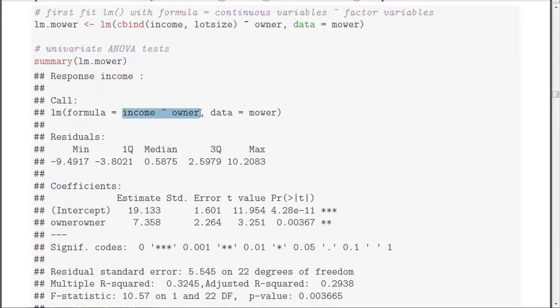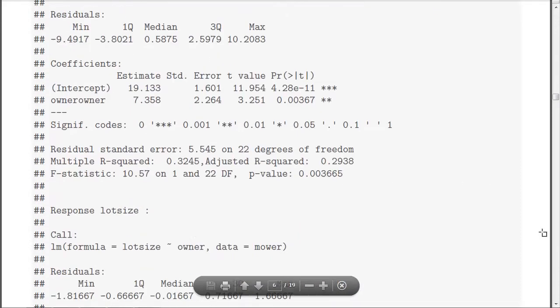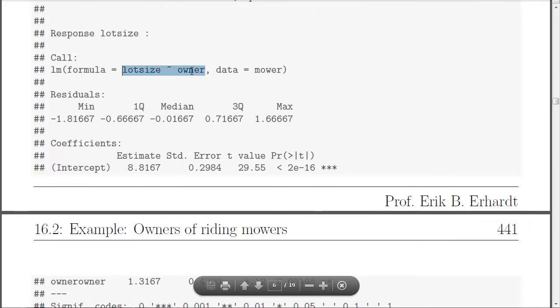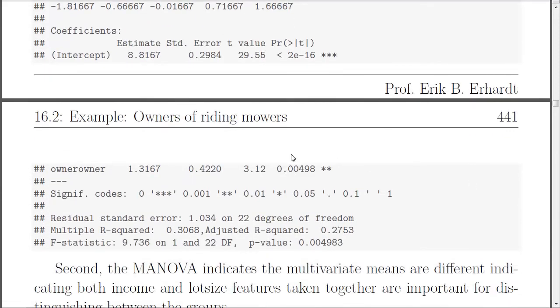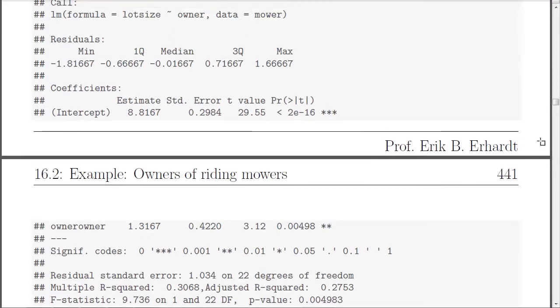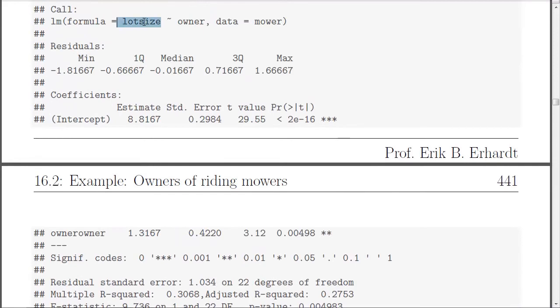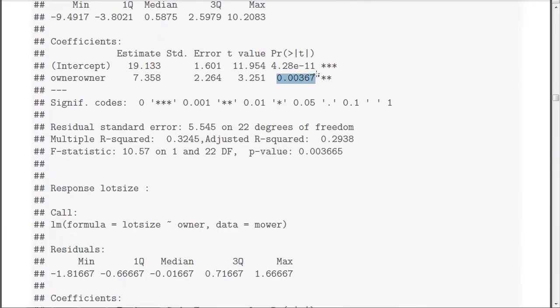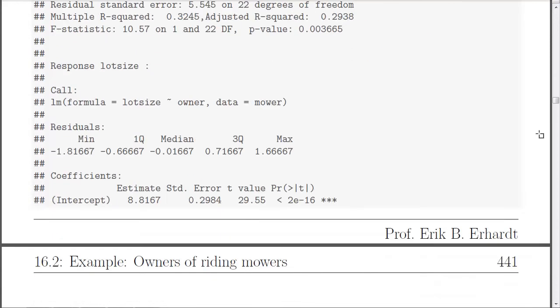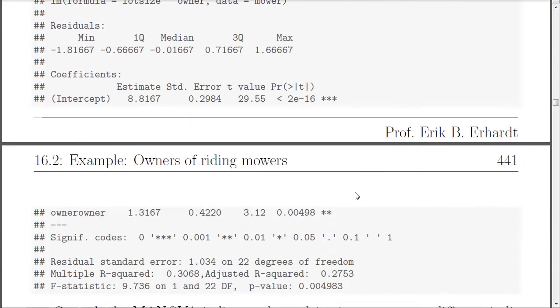If we look at the difference between incomes for owners, it looks like there's a difference there. Similarly, if we look at differences between lot sizes, looks like they're a little bit lower. It is significant. Here's the p-value for whether you're an owner or not, based on the lot size. So in both directions, we are finding significant results. Maybe we'll just take a look at these p-values, 0.004 roughly, and 0.005.